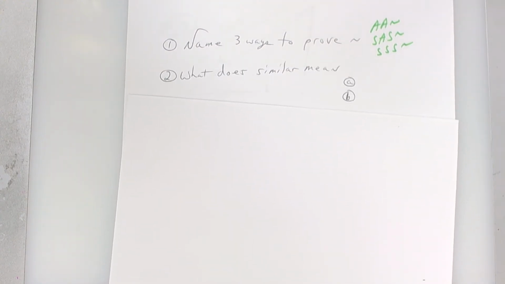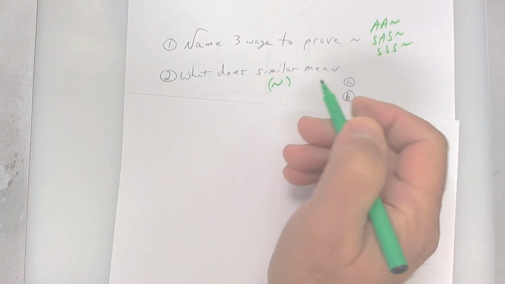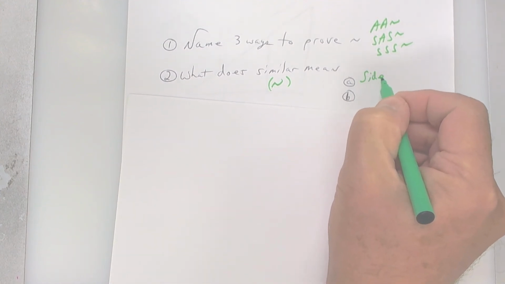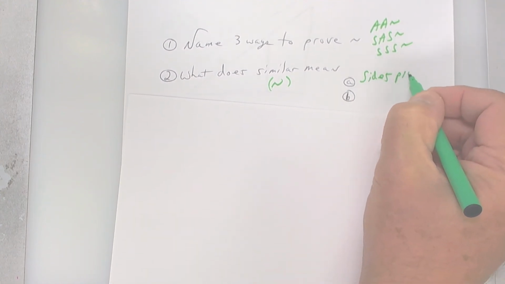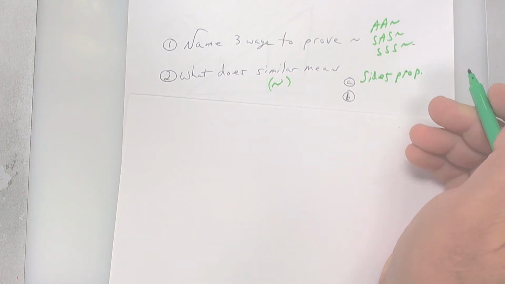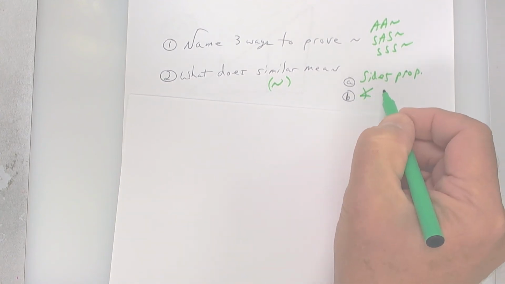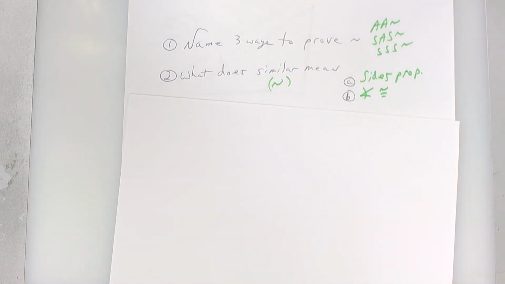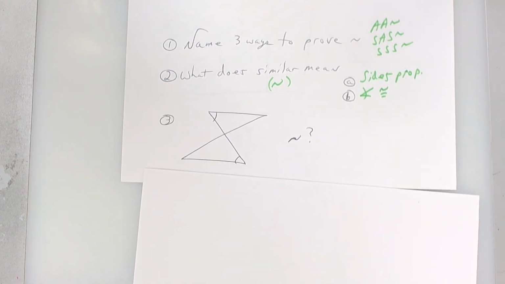What does similar mean? Similar means that the sides are proportional. They're not equal, but they're proportional. They have the same scale factor, and the angles are equal. Okay, that's what it means. Copy that down. This one right here, are they similar?